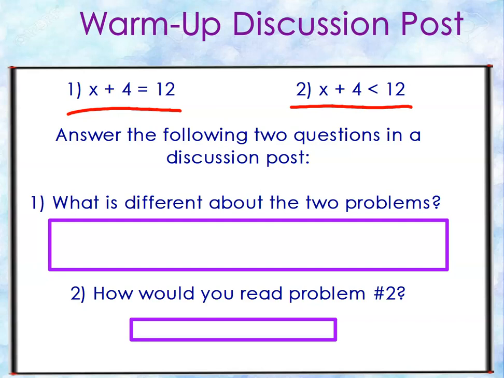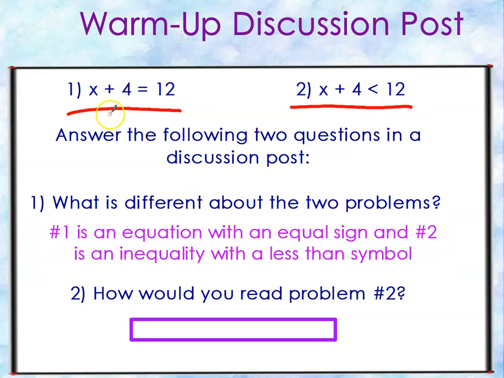So we wanted to know what is different about the two problems. Number one is an equation with an equal sign. Remember, equations have equal signs. Number two is called an inequality because it is not equal. It has a less than symbol. That's an inequality. So we have the equal sign, which is an equation, and the less than sign, which makes that an inequality. That's the main difference between them.